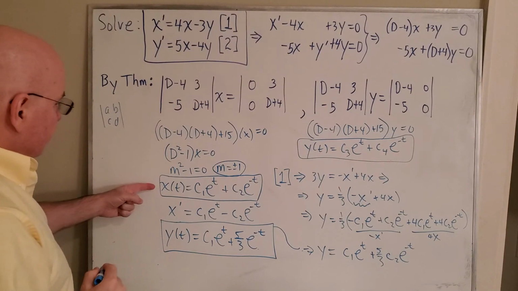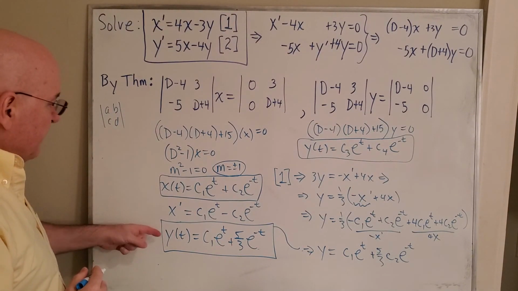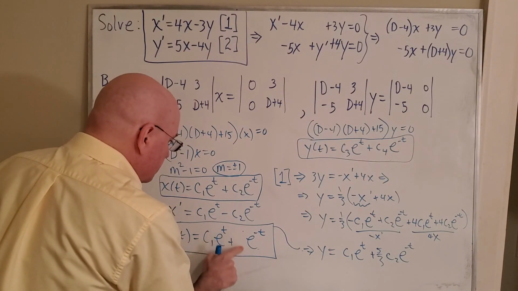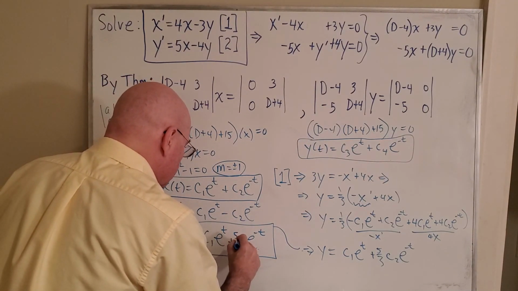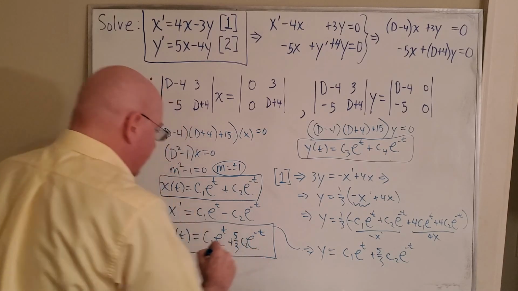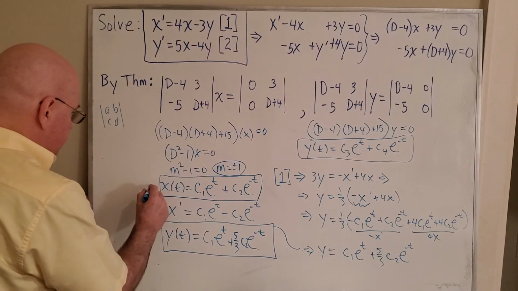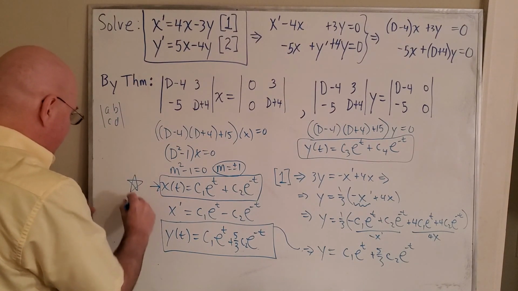And now we've solved for x, we've solved for y, and we have only two, oops, I left off the c2 here. We have only two constants, two parameters, c1 and c2. So these two are the solutions.